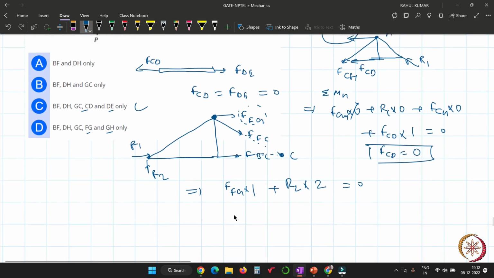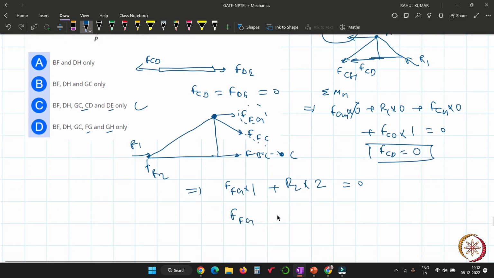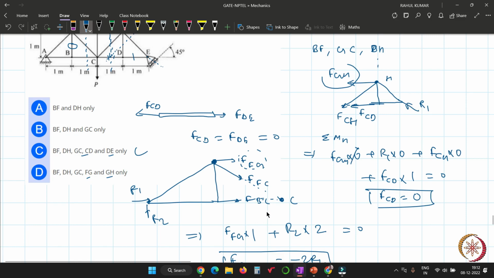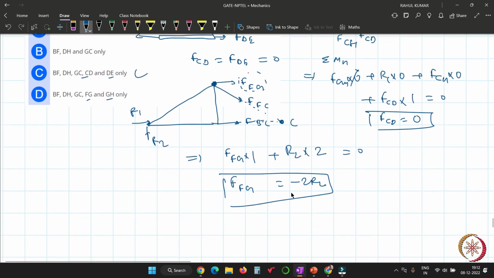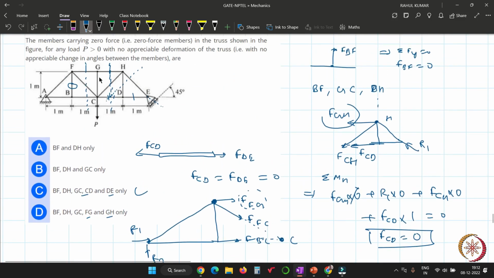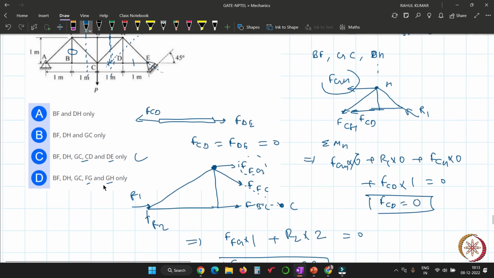So you will have FFG equal to minus 2 times R2, and here R2 is not equal to 0, because you will have some definite value. So FFG is not equal to 0. If FFG is not equal to 0, then FGH is also not equal to 0, because that is exactly equal, because there is no force in the GC member. That's why this option is not correct, only this option is correct.